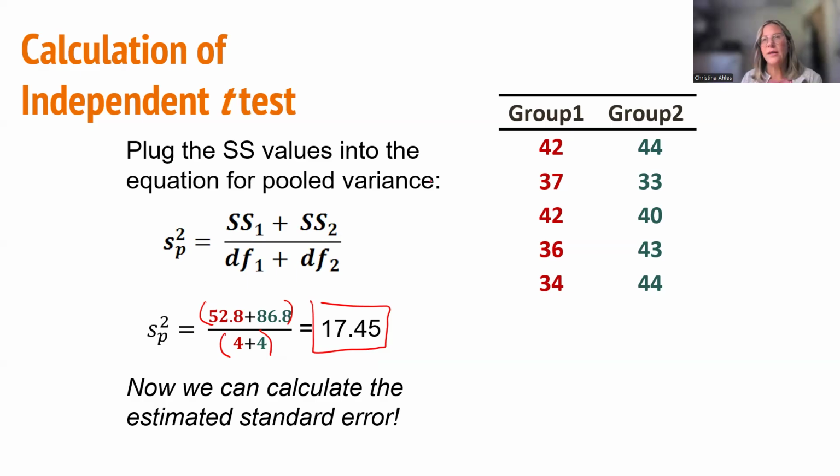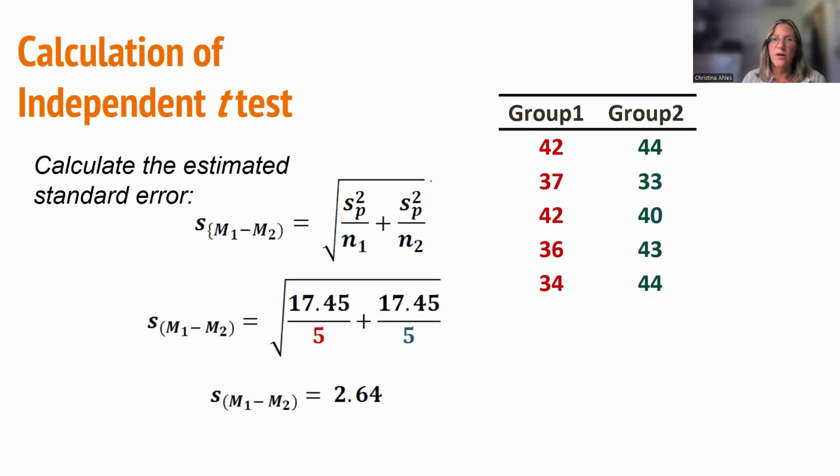That's basically the weighted variance. So now we can move forward and calculate the estimated standard error of the mean difference. If you'll see, this is pooled variance, this is pooled variance. The reason why there's two is because you can actually have different sample sizes with independent t-tests. I will never give you different sample sizes, but you can. So in this case, it's 17.45 divided by 5.